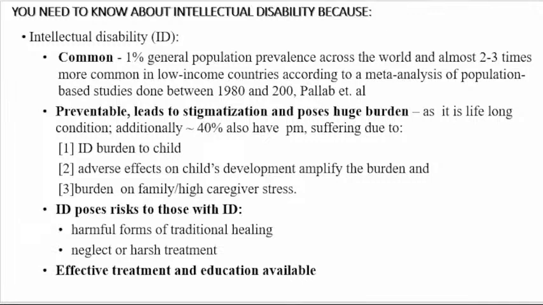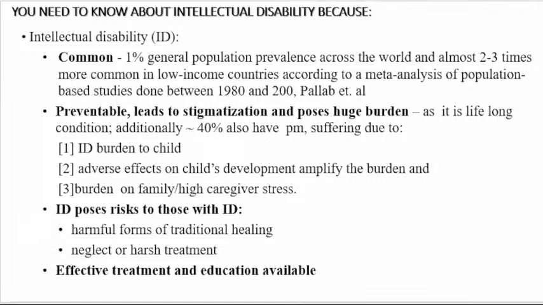And the community also has to give some resources and tolerate and so on. So it affects everybody. In addition, there are certain risks that are posed by the intellectual disability on affected people. They can be neglected, they can be abused, they can get some harmful forms of traditional healing. Many of them in the rural areas are tied on a tree and just left the whole day and so on and so forth.